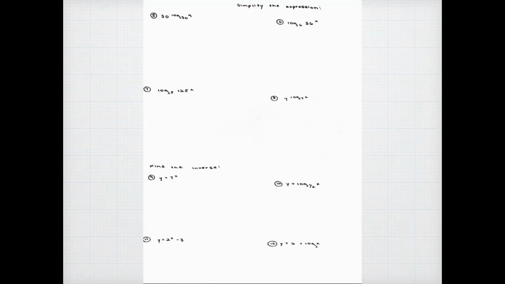Okay? So for these problems, what you need to do is simplify the expression. Make sure that you're using your properties of logs and simplify. And then for the last 4 questions here, I ask you to find the inverse. Remember, to find the inverse, you simply switch your y and your x, and then you need to isolate your y so that it becomes y equals again. Okay? So pause the video, do these problems, and then come back and I will explain them.